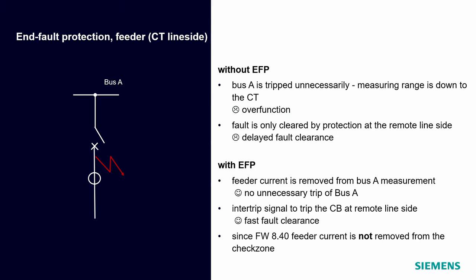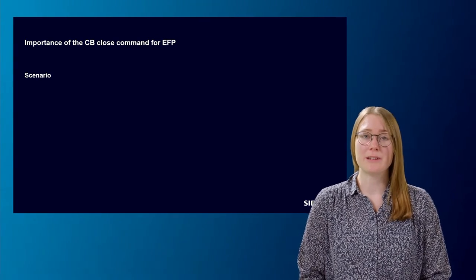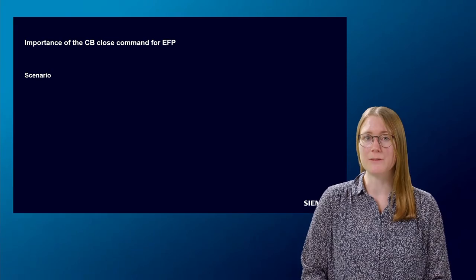In this use case, since firmware version 8.40, the feeder current is not removed from the check zone. The result is the same, because if there is no selective zone trip, the busbar protection will not trip regardless of the check zone. But it has an advantage, which I will explain in a moment. With the trip of the end-fault protection, an intertrip signal can be sent to the remote end for a faster fault clearance time.